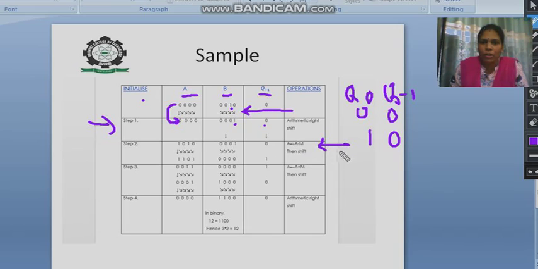Here we just need to add the 2's complement of M to A, and we get the subtraction result. After subtraction we have the result 1 0 1 0 0 0 1 and 0, and we perform the right shift operation. After the right shift, again we have the Q0 and Q minus 1. This is Q0 Q minus 1 equal to 0 1.